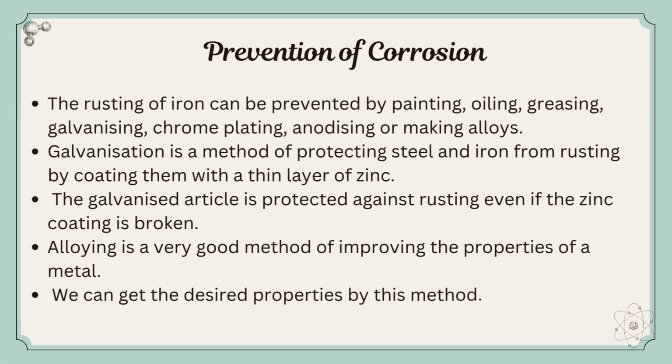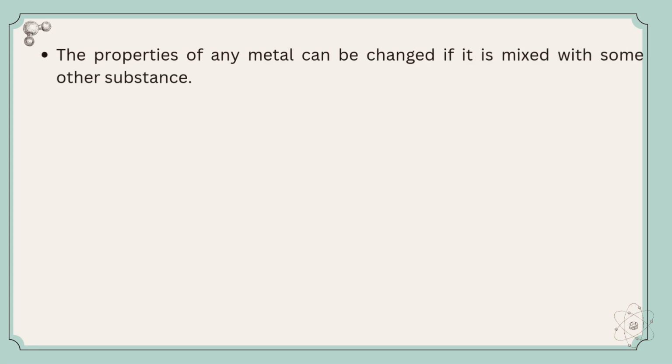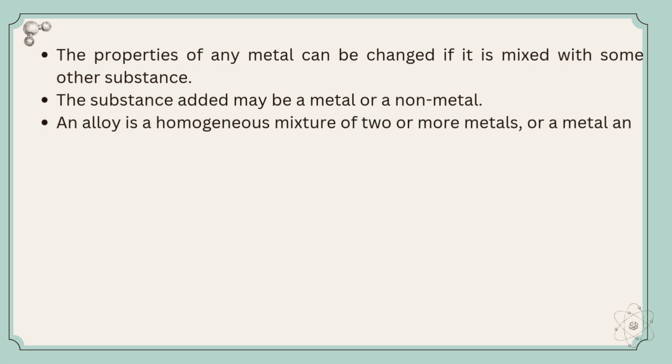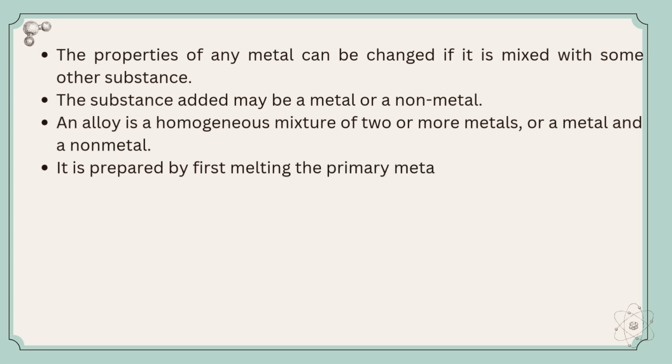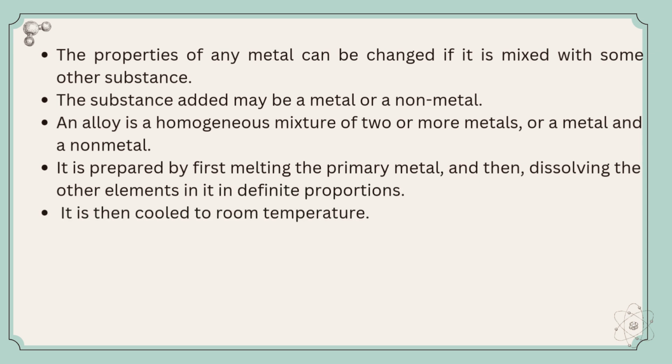Alloying is a very good method of improving the properties of a metal. The properties of any metal can be changed by mixing it with any other substance. This is called alloying. The substance added may be a metal or a non-metal. An alloy is a homogeneous mixture of two or more metals or a metal and a non-metal. It is prepared by first melting the primary metal and then dissolving the other metal in a definite proportion. This is then cooled to room temperature. This is how we can make an alloy.